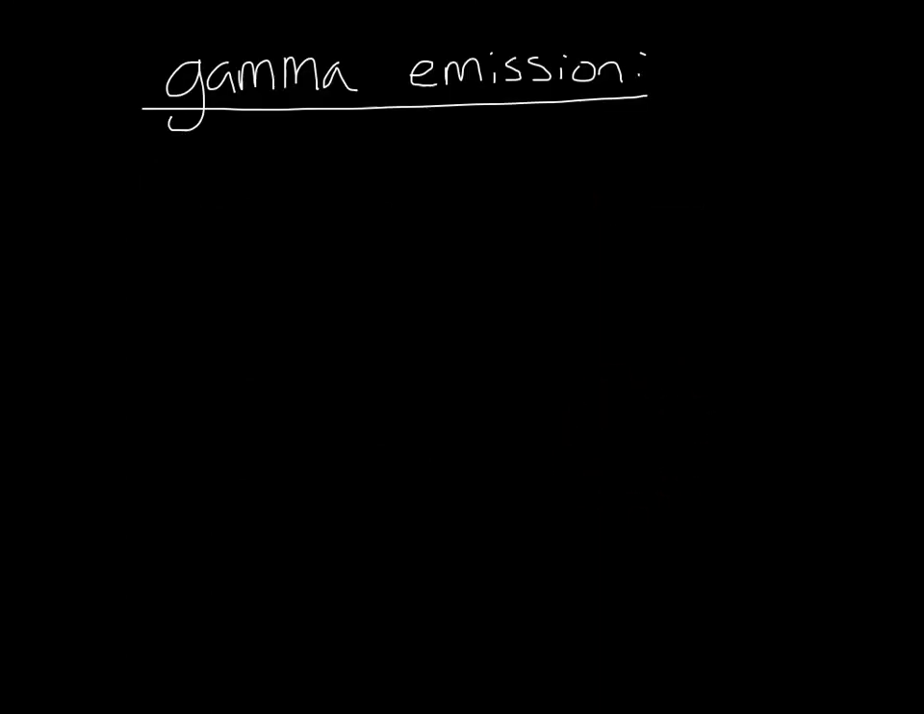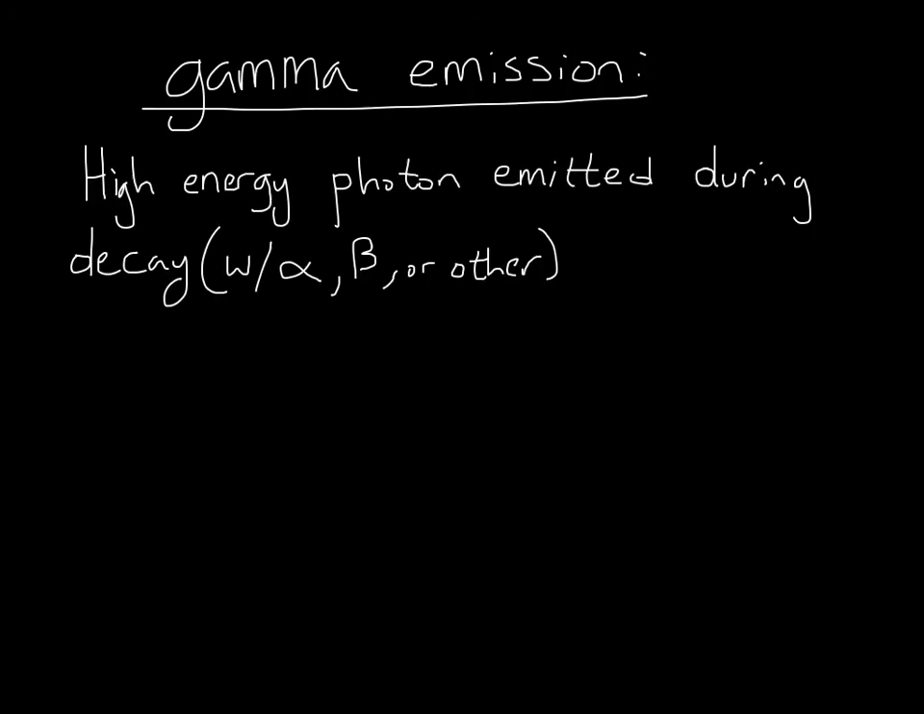And the last part of decay that we're going to talk about is gamma ray emission. And this is different than the other ones because it doesn't actually change the atom at all. Rather, it's just a form of energy that's given off while an atom's undergoing decay. So a gamma emission is really just a high-energy photon that's emitted during decay. So while an element's undergoing alpha or beta decay, it'll shoot off that alpha particle, shoot off that beta particle, and it'll also release this high-energy photon.